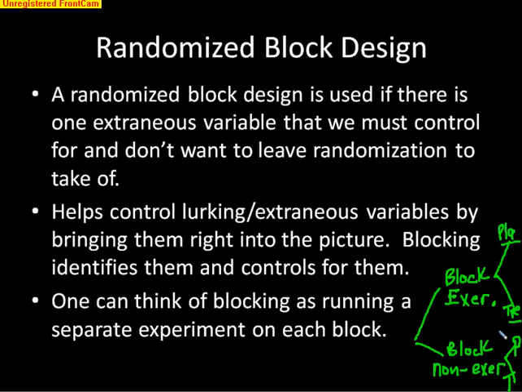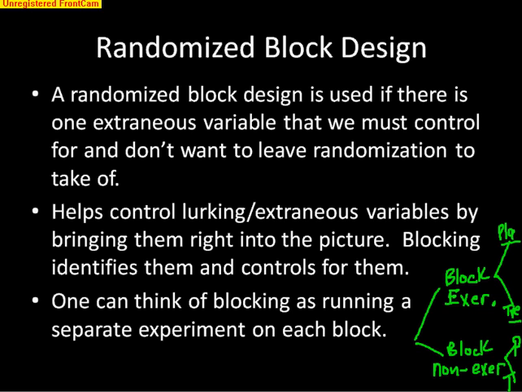We can compare within those that exercise. We can compare within those that don't exercise, and then we can compare all of the people together as well. So think of blocking as running a separate experiment on each block. We're going to separate those that exercise, run a separate experiment, and then do the same on those that don't exercise. You can only block on one variable at a time. You cannot block on two variables at once. You have to pick what you think is the most important.